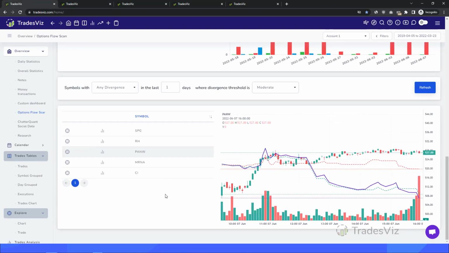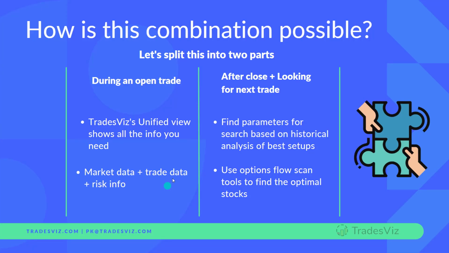But this does not work all the time. That's the main issue, the main drawback. The more data you have, the more informed you are. But if you just look at this particular chart and think, oh, it's a divergence, I'm going to go short, that's not going to work. So how do you combine this?